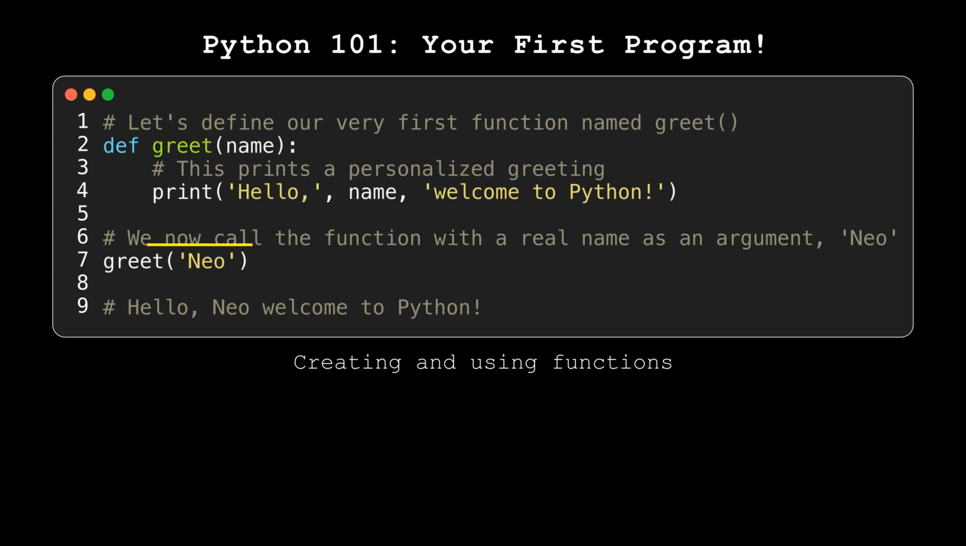Then, to use our function, we just write the function name and pass it some data. Here we pass the name Neo. Python then executes the instructions inside our function, returning the personalized message. Functions make your code organized, clear, and enable reusing the same code multiple times with different inputs, significantly reducing redundancy.